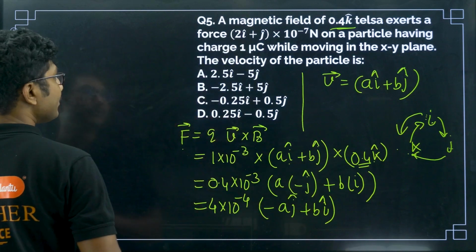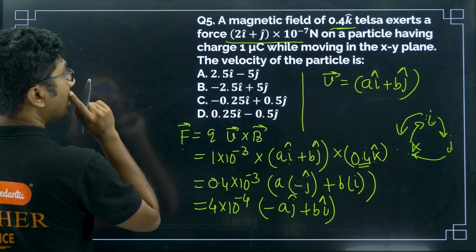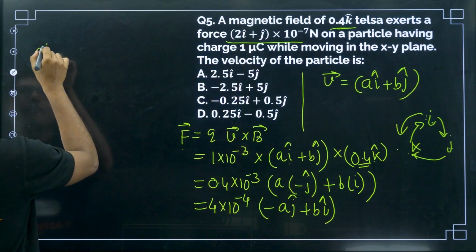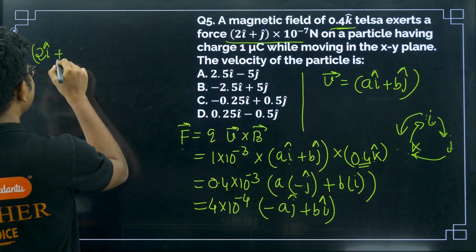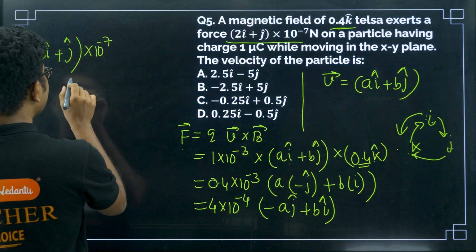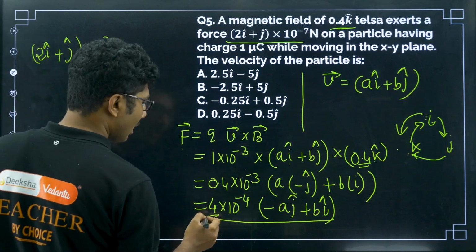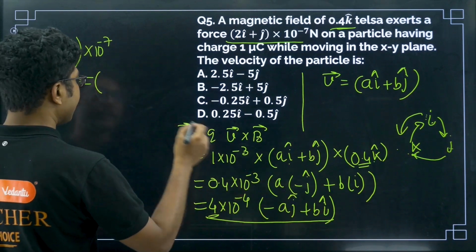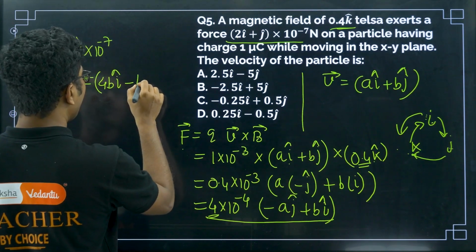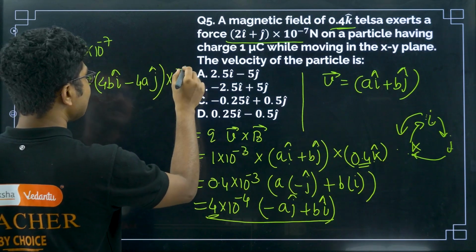Okay, now let me use the value of f given in the question. In the question, the value of f is given as 2 i cap plus j cap times 10 to the power of minus 7. That should be equal to this value. Now for simplicity, I will take this 4 and multiply it inside and reorder it. So 4b i cap minus 4a j cap times 10 to the power of minus 4.